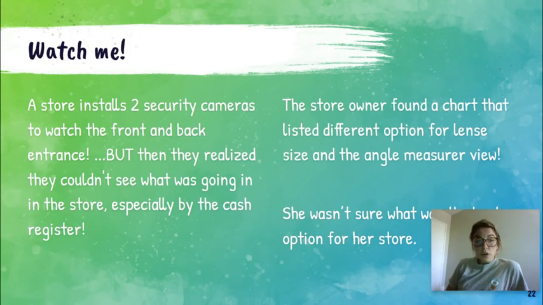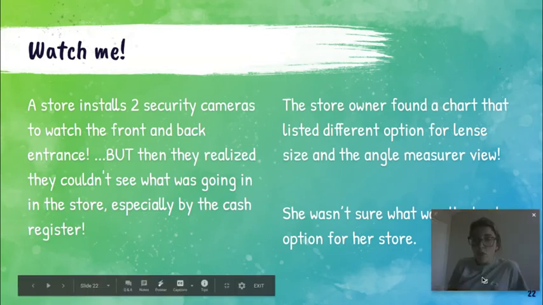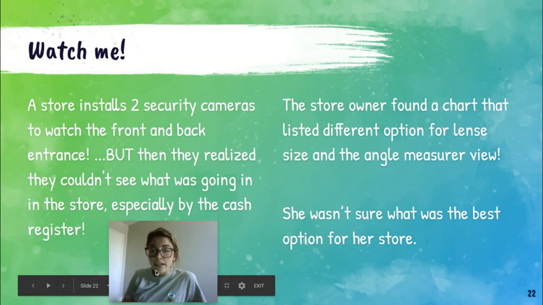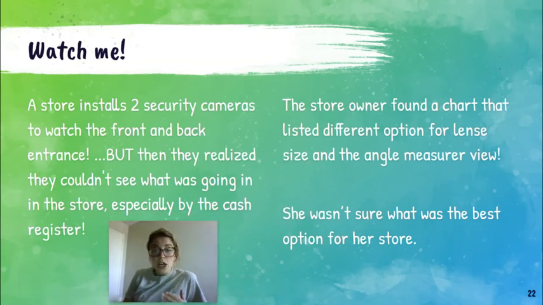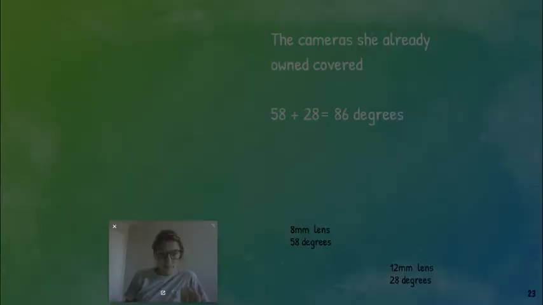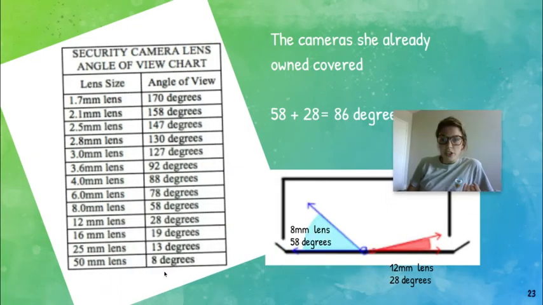So a store installs two security cameras to watch the front and back entrance. But then they realized they couldn't see what was going on in the store, especially by the cash register. The store owner found a chart that listed different options for lens size and angle measure view. She wasn't sure what was the best option for her store. So this is the chart that she found.